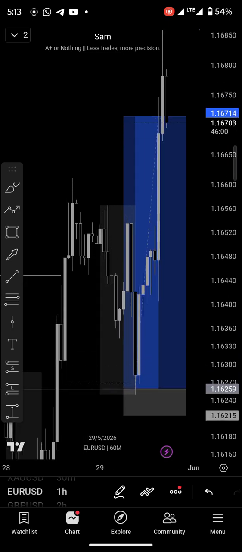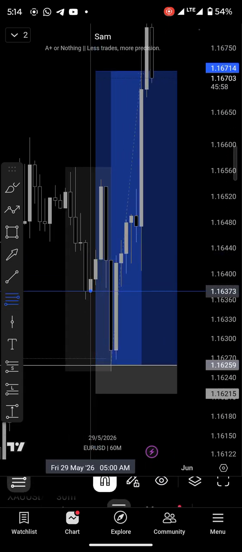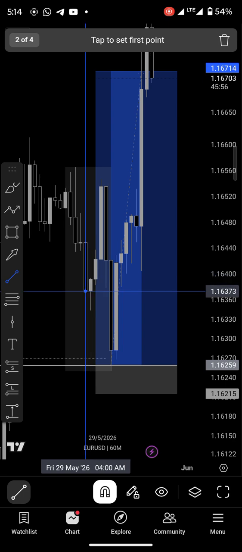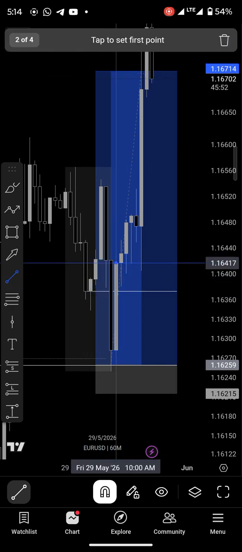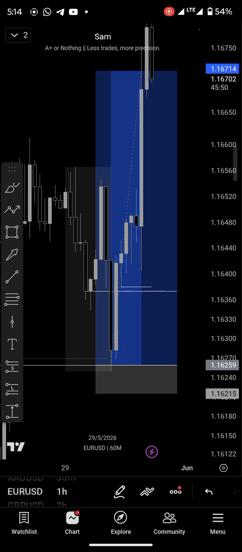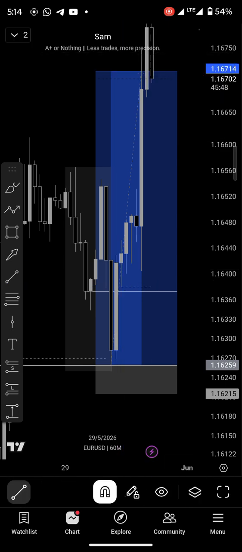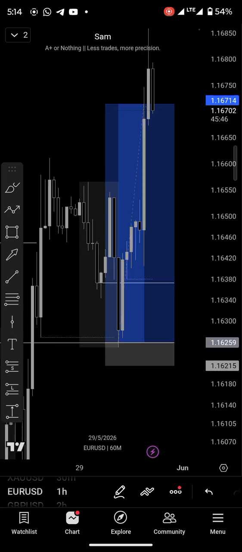Then I wanted to take a re-entry from this key level here, and then had this pullback here as liquidity, but price did not tap it, so that was a missed entry.